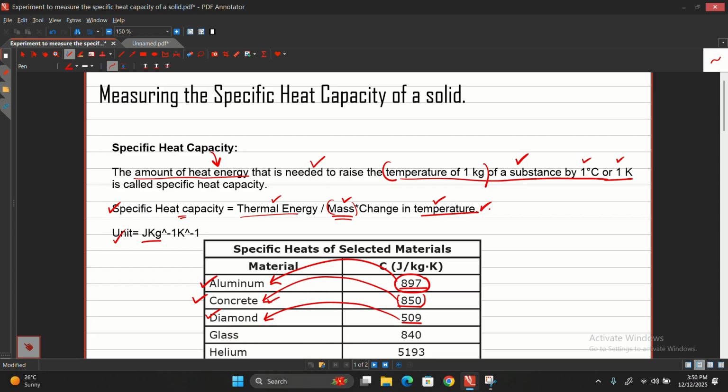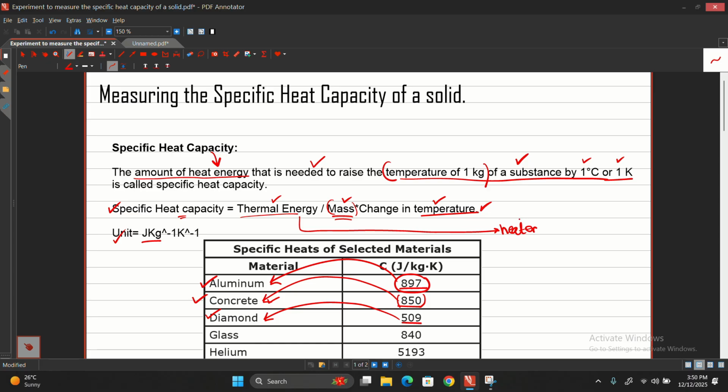Now, the most difficult part, or the crucial point of this experiment, is to determine the amount of thermal energy transferred to a solid object. How are we going to do that? Now, first of all, we can easily understand that in order to provide thermal energy, we need to use a heater, right? We'll be using a heater, but we won't know how much thermal energy can be supplied by the heater.